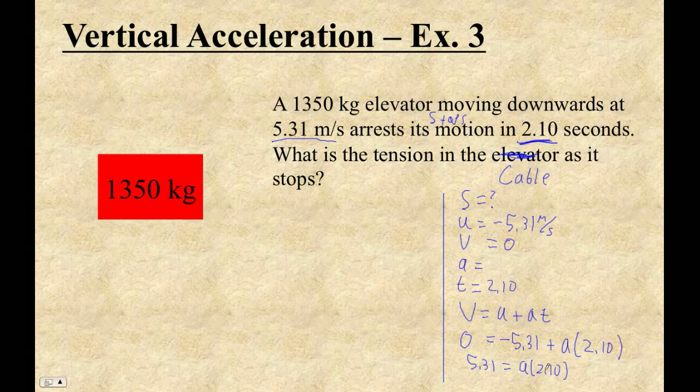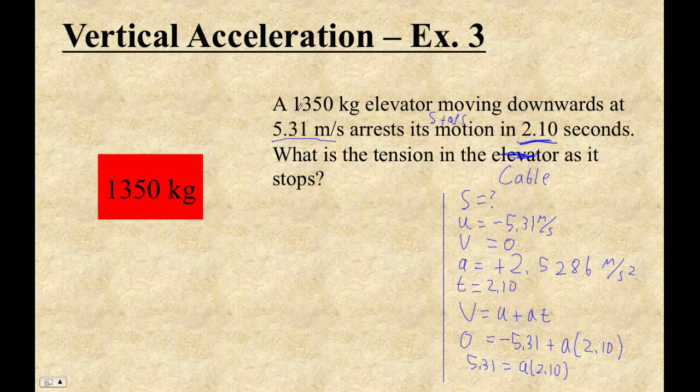5.31 divided by 2.10. And I get that the acceleration is positive 2.5286 meters per second squared. Now I'm carrying a couple extra digits and that's okay. I'm actually going to store that in my variable A in my calculator. So this thing is actually accelerating up. If you stop moving down, you accelerate up.